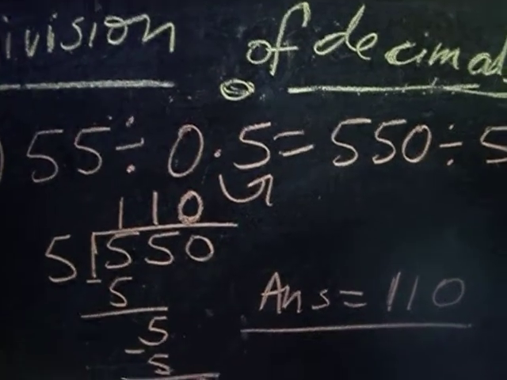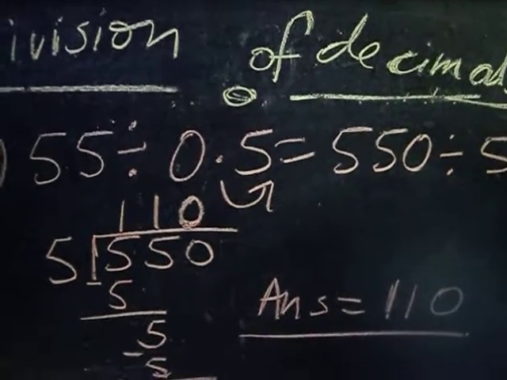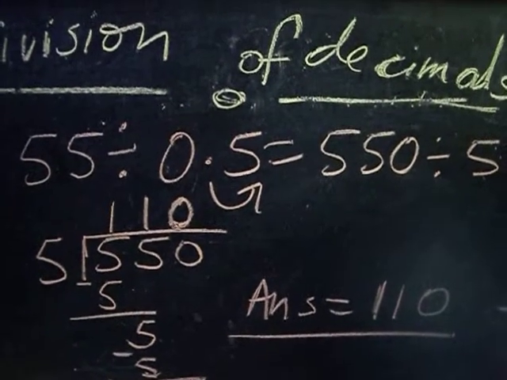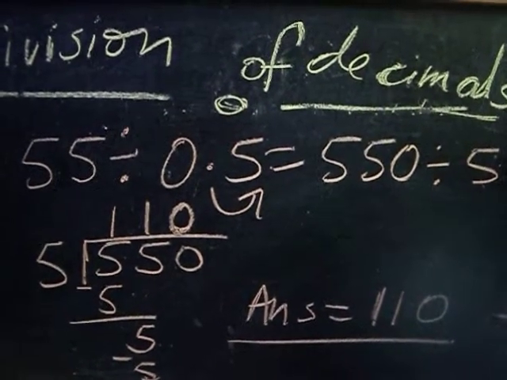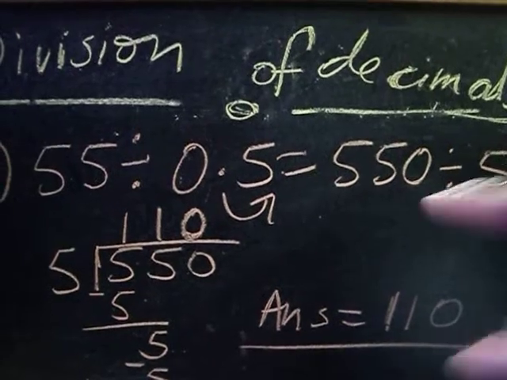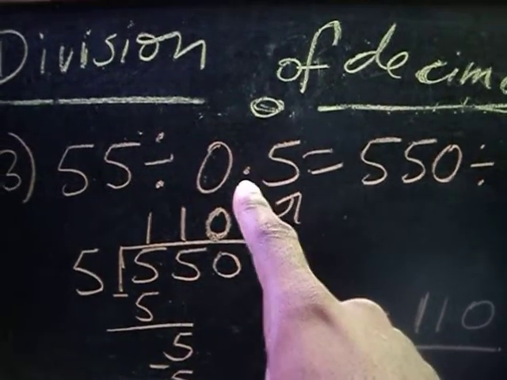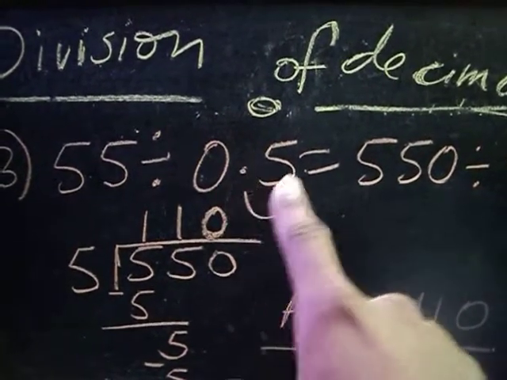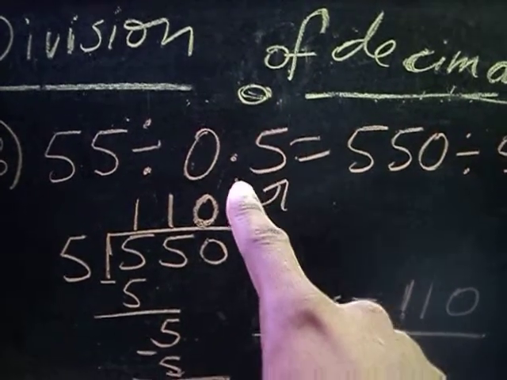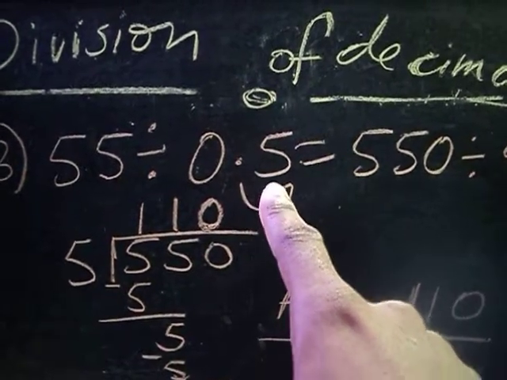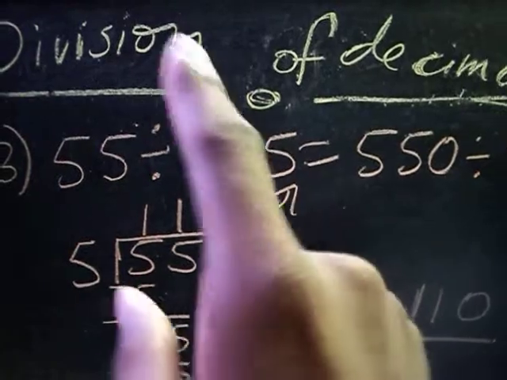Division of a whole number and a decimal. Now, as you can see, the decimal is in the second position, which is the divisor. So since you have the decimal here, you have to change this to a whole number. And whatever you do to that one, you do to this one.